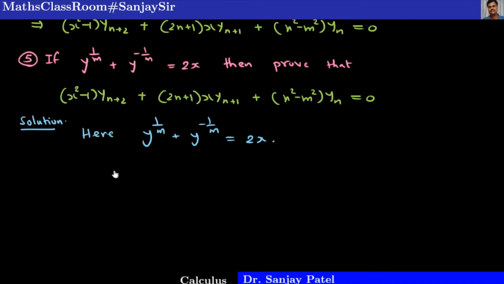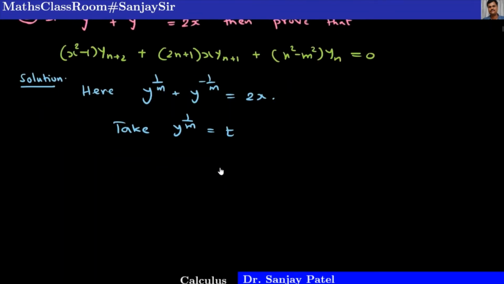Just for simplicity, let us take y raised to 1 upon m is equal to t. Let us put a substitution for this. So what I will get here is t raised to m, t only, plus y raised to minus 1 upon m, you can write as 1 upon t, because y raised to 1 upon m is t, so y raised to minus 1 upon m is t raised to minus 1, that is 1 upon t, and is equal to 2x. Okay, so we get this.